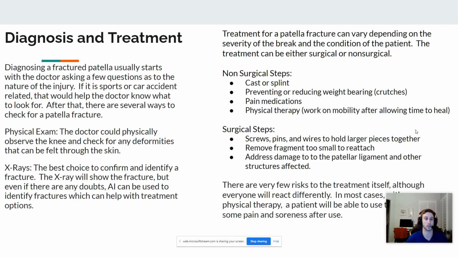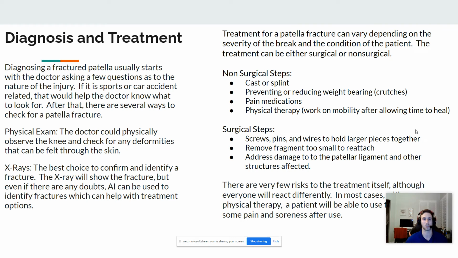And so diagnosing a fractured patella usually starts with a few questions. Find out the nature of the injury. Was it sports related? Was it a car accident? That will help to put ideas into a doctor's head. They'll do a physical exam where they will physically observe the knee. They're going to touch it, look around and feel it, look for any deformities that can be felt.